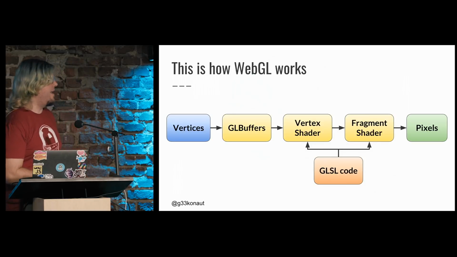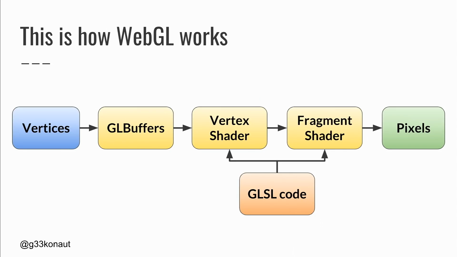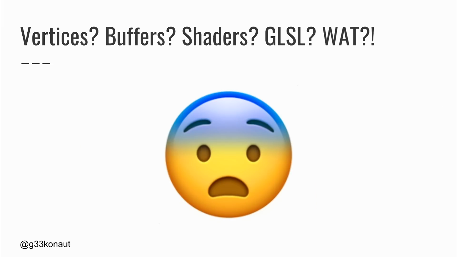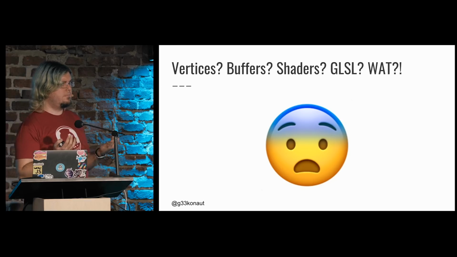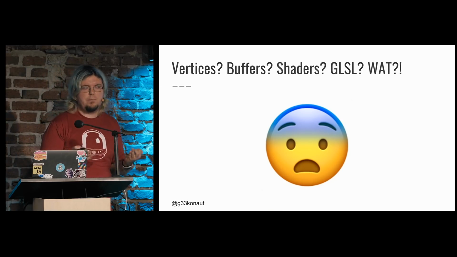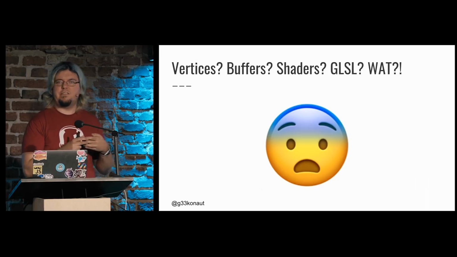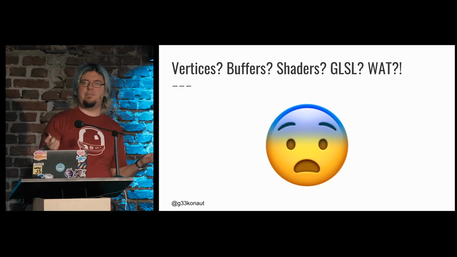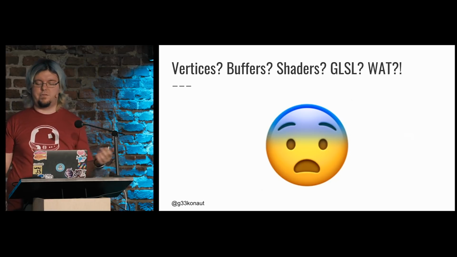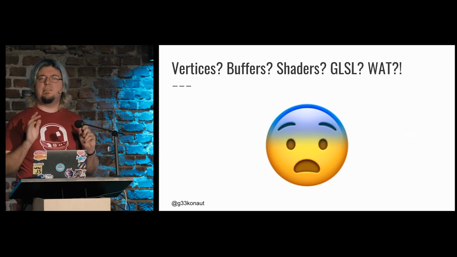Yeah, bam. So this is how it looks in more detail. And when I looked at that, I'm like, oh, OK, all right. Wow, all right. So there were vertices. What? Buffers. I heard about those, there was something like that in Node.js, but I'm not sure if it's the same thing. I don't know. And then shaders, and then GLSL, and what the hell is going on here? I just want to draw pretty pixels on screen. So let's have a look at this step by step.